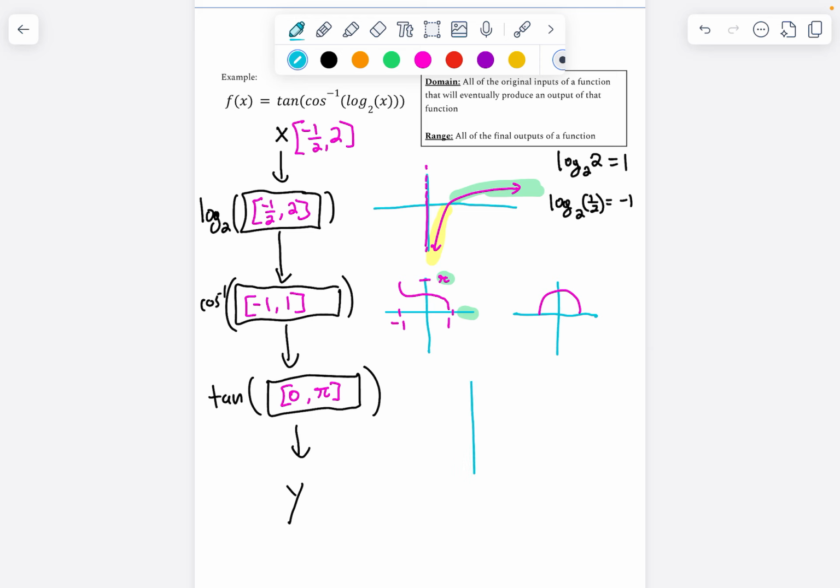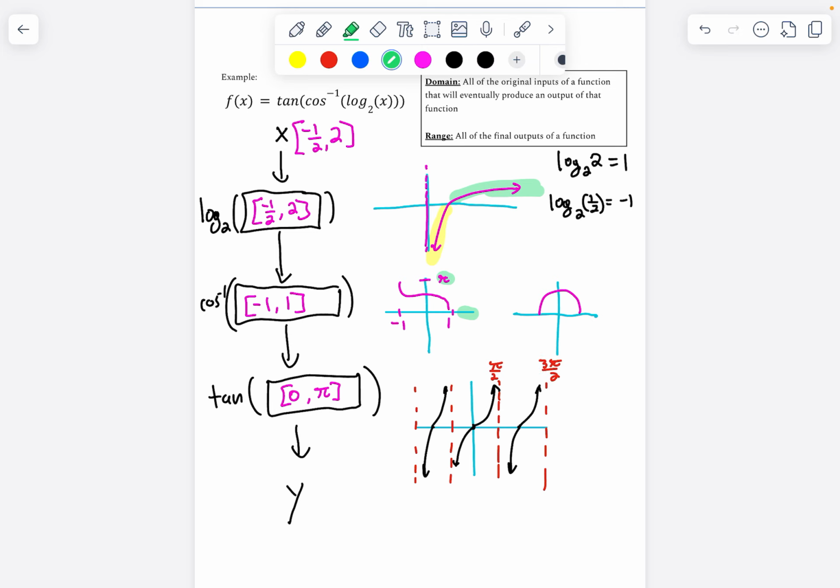So let's sketch a little graph of tangent to think about what that might be. Tangent starts at 0, 0, goes up, goes down, has asymptotes, and repeats itself forever. Those asymptotes are when cosine is 0, because that would be dividing by 0. So we have asymptotes at pi over 2, asymptotes at pi, not pi, 3 pi over 2, my mistake, and so on and so forth.